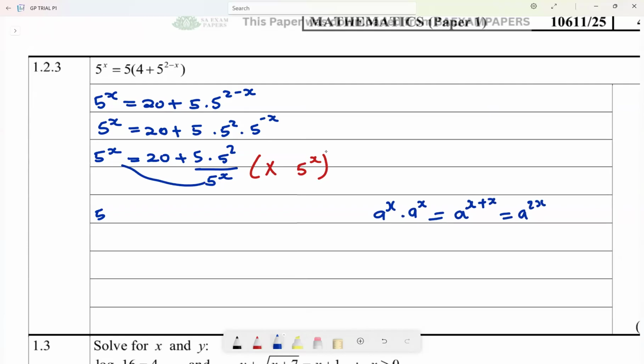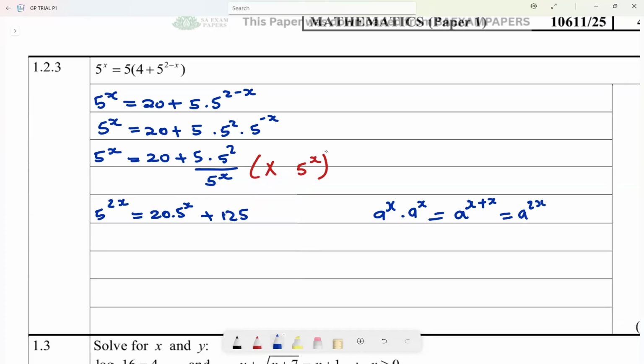So when I'm multiplying this and it has the same base, it's going to be 5 to the power of 2x. It is equal to 20 multiplied by 5 to the power of x, and then plus 5 times 25, which is 125. This one is going to cancel with that one. And then 5 multiplied by 25 is 125.